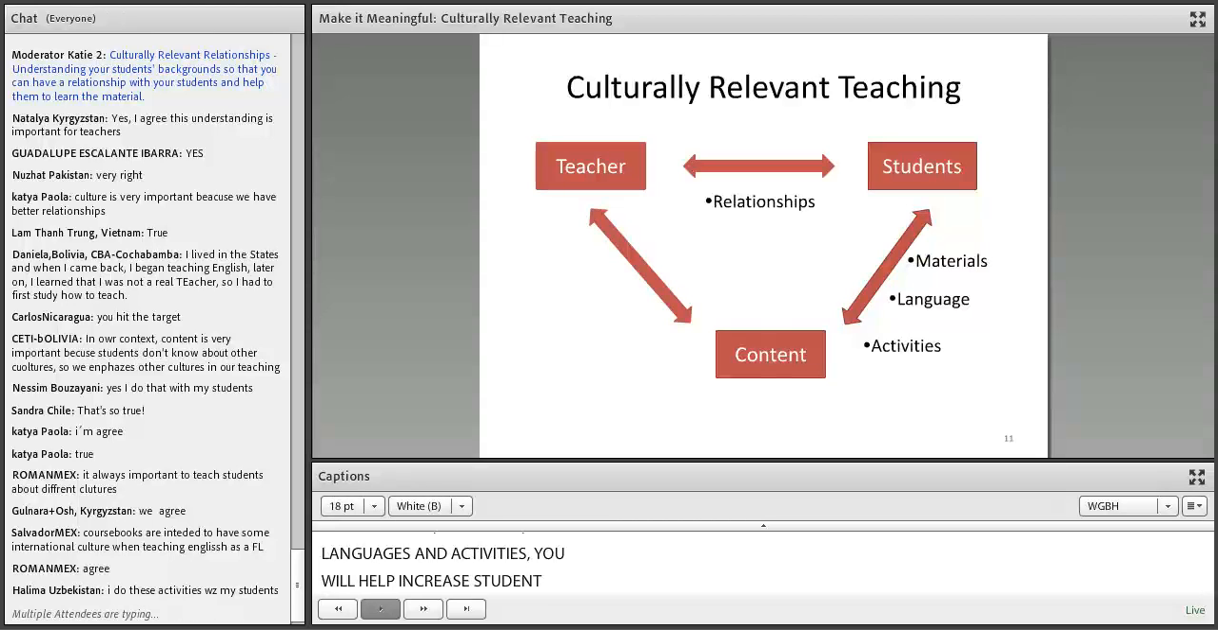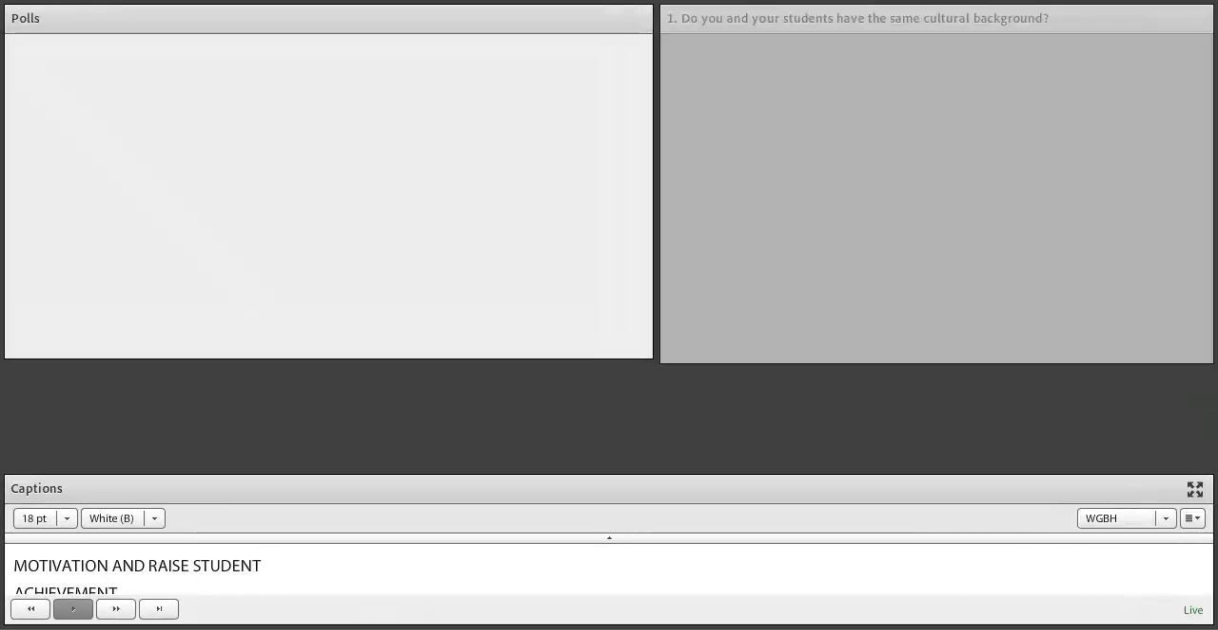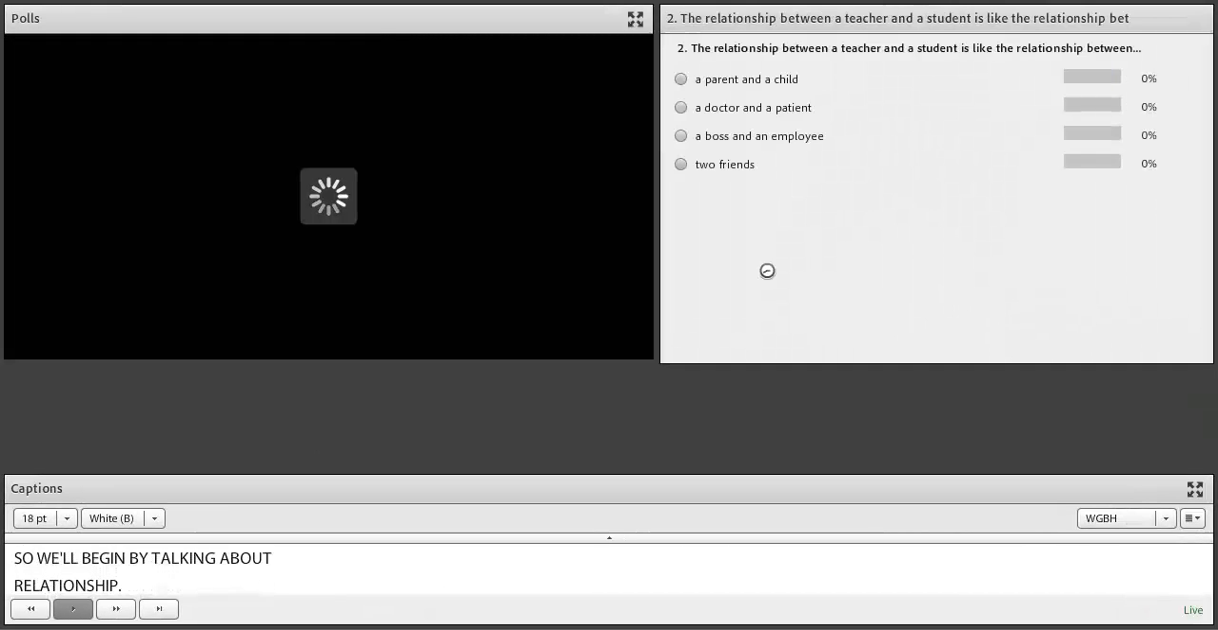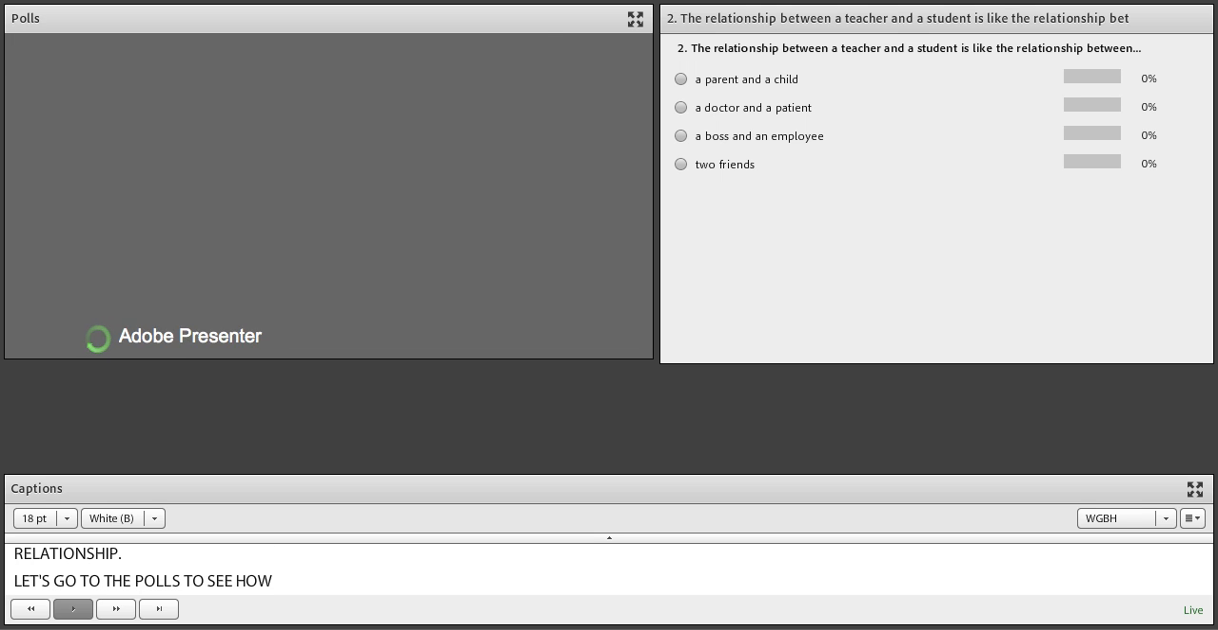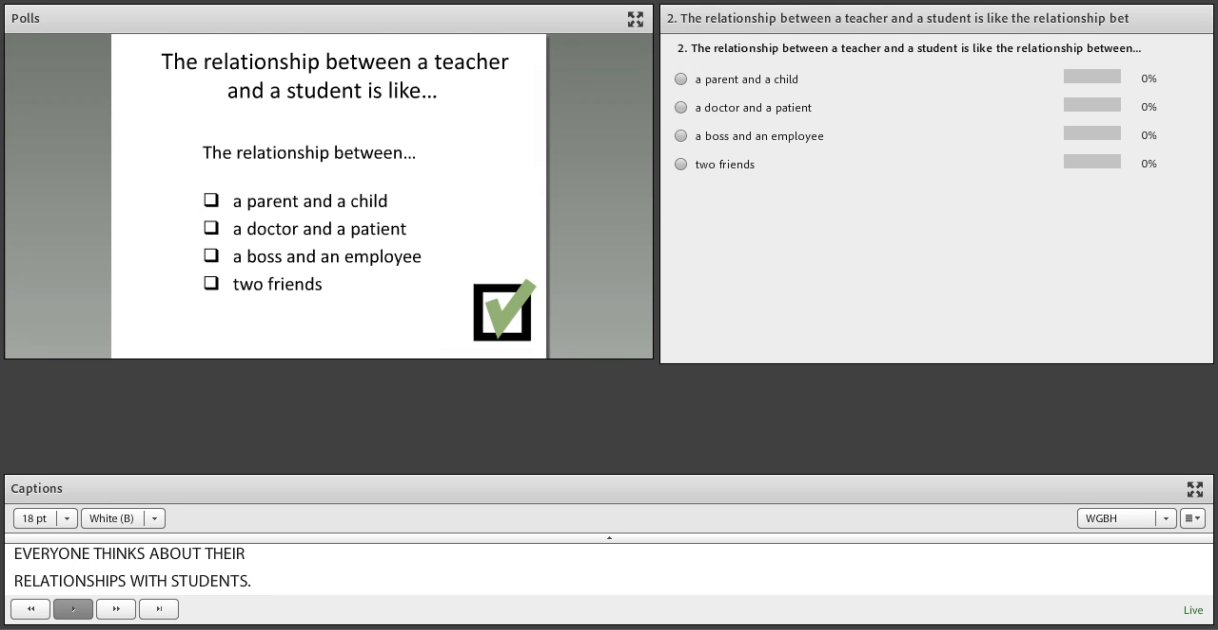So we'll begin by talking about relationship. Let's go to the polls to see how everyone thinks about their relationships with students. Which of these analogies is the best way to think about the relationship between teachers and students? Is it like the relationship between a parent and a child? Between a doctor and a patient? Between a boss and an employee? Or between 2 friends?